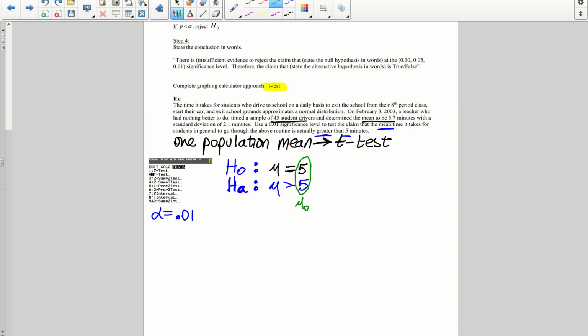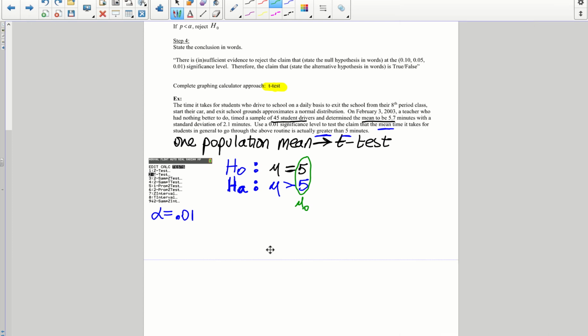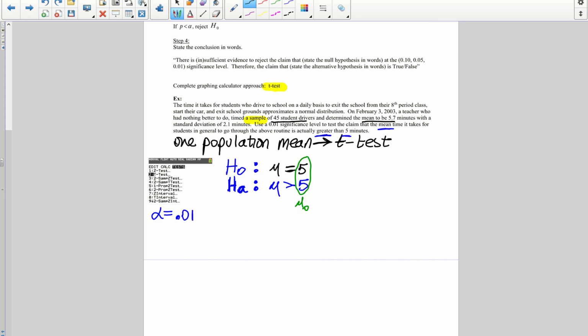The only reason I know I need that is because when I go into the t-test menu in the calculator, it asks me for a mu sub 0. So I know I've got to put a number in there. It also asks me for an x bar, Sx, and an n value. So I go into my word problem and take a look at the information. It tells me that there is a sample of 45 drivers. That's a number of individuals, so that's an n.